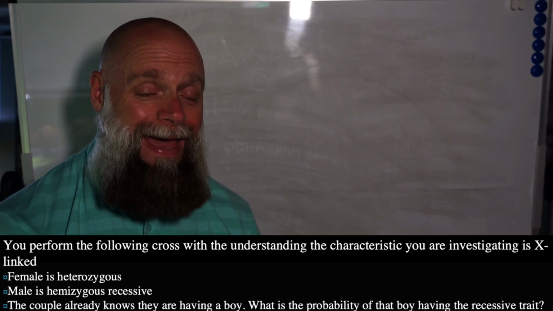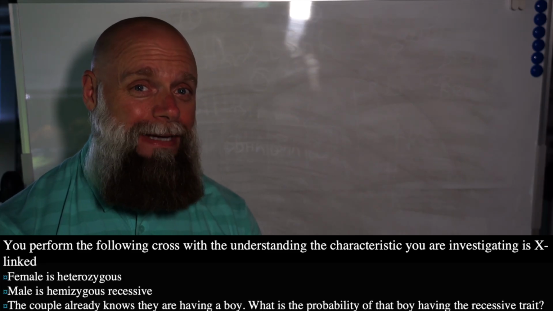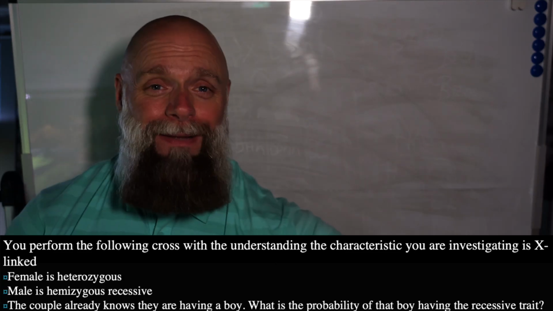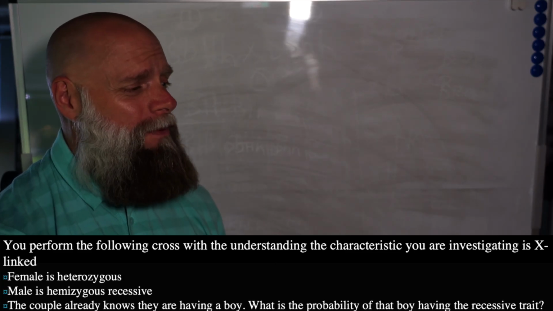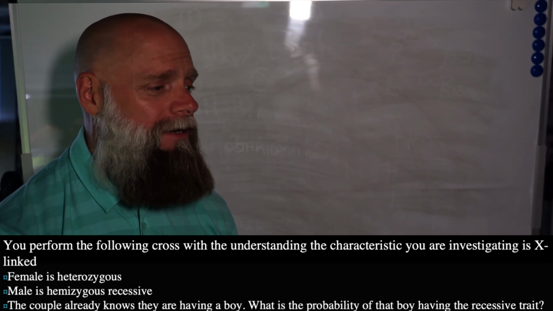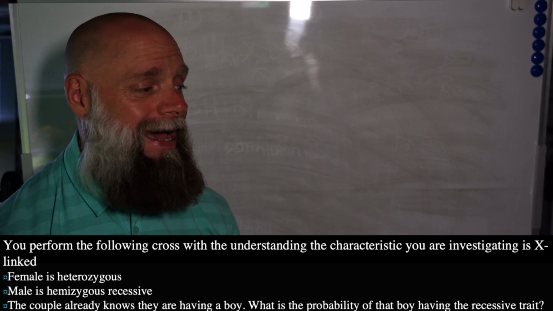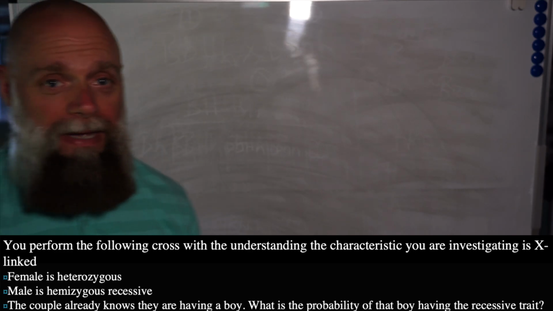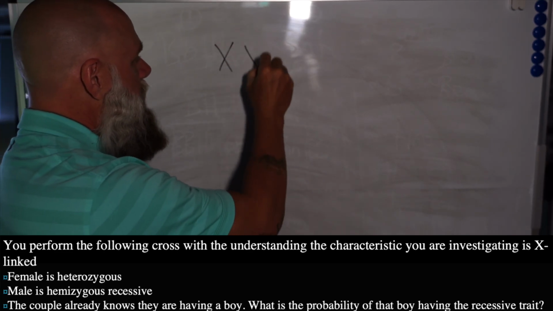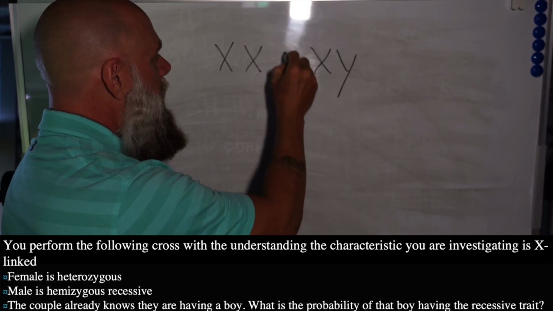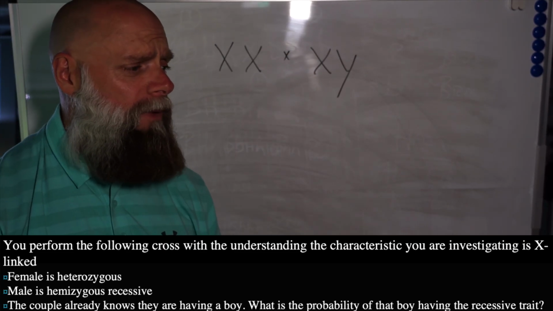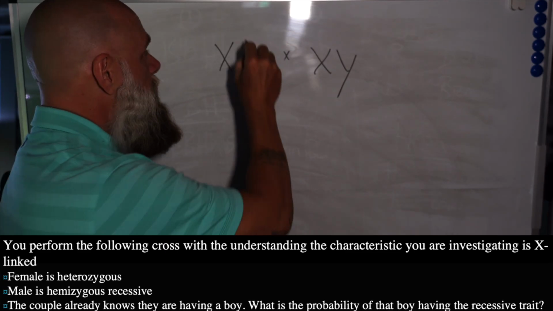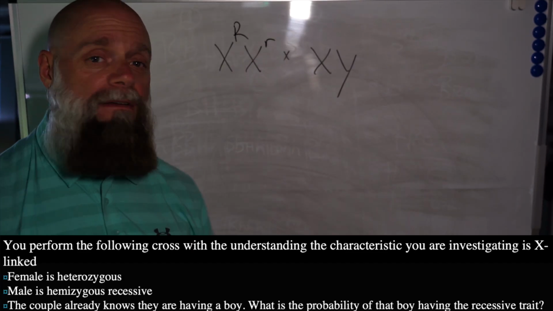Okay, so let's take a look at an X-linked trait punnett square. It's a little bit different than what we've done before. So going back to our question, let me go ahead and read that off the screen. You perform the following cross with the understanding the characteristic you're investigating is X-linked. Female is heterozygous, male is hemizygous recessive. So what we have to understand is we have female, XX, male, XY, and that's what we're crossing. So the question tells us the female is heterozygous. Again, just as always, we're going to use letters that are easy to distinguish. So here's our heterozygous female.